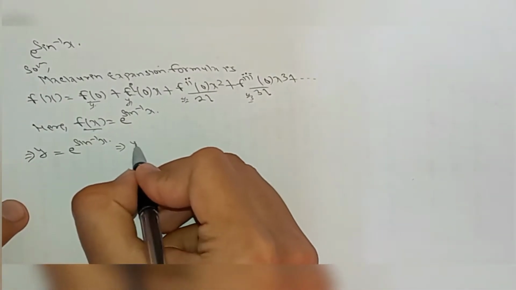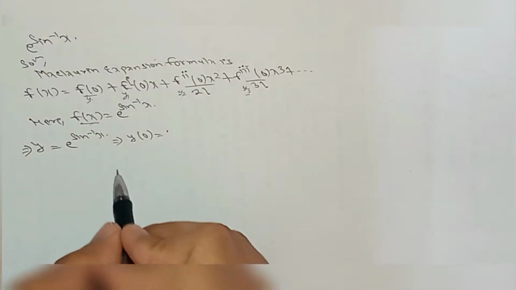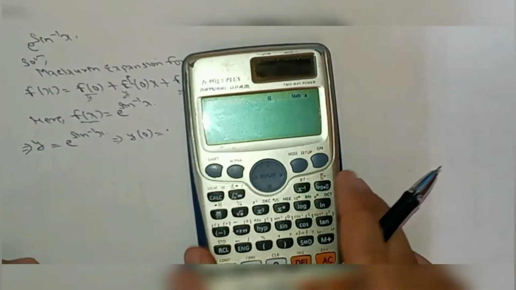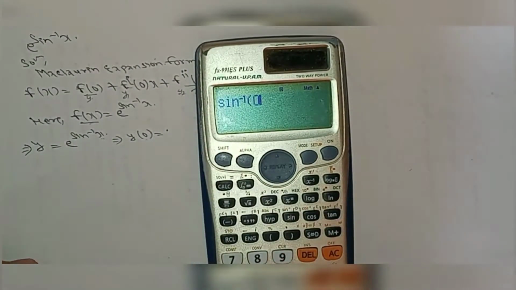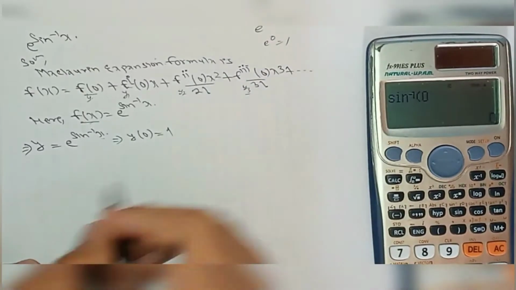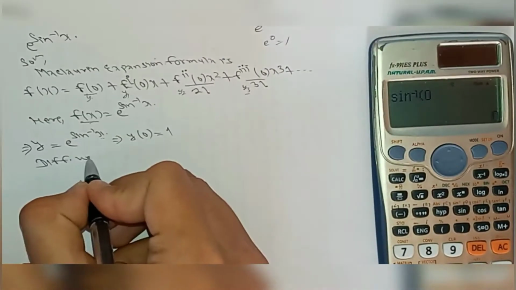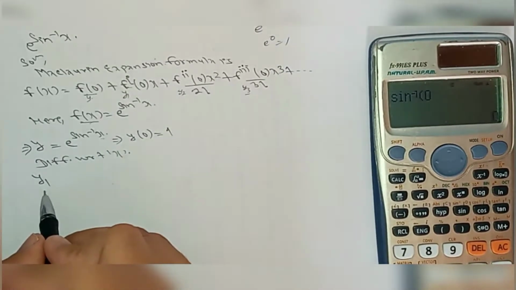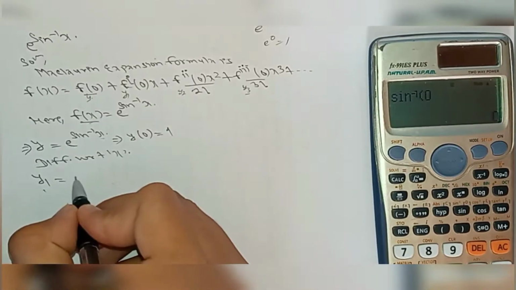Now if we put the value 0 into x, then sin inverse 0 is 0, and e power of 0 is 1, so y of 0 is 1. Now differentiate it with respect to x. We get y1, meaning we have differentiated one time.